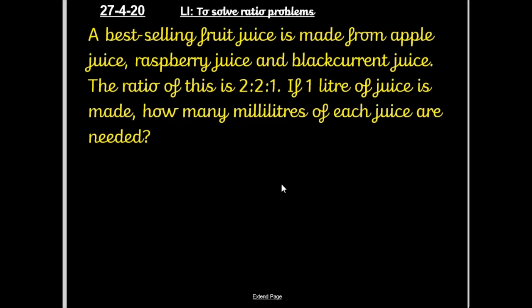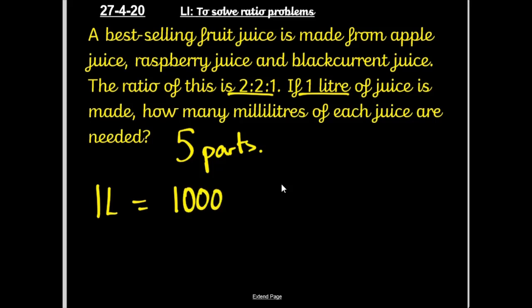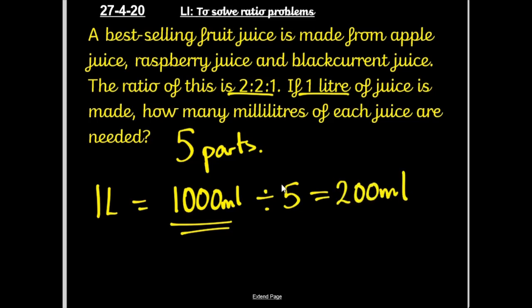So my first step is to add up my ratio. 2 plus 2 plus 1 is 5. So I've got 5 parts. How much is each one of those parts worth? Let's go on to that next step. I take my 1 litre, but I'm going to change that into millilitres, because it's going to be much easier to divide. So 1,000 millilitres. 1,000 divided by 5, you'll get 200 millilitres.